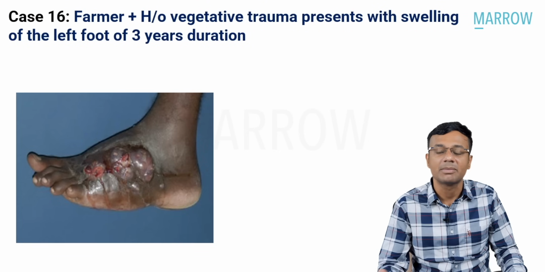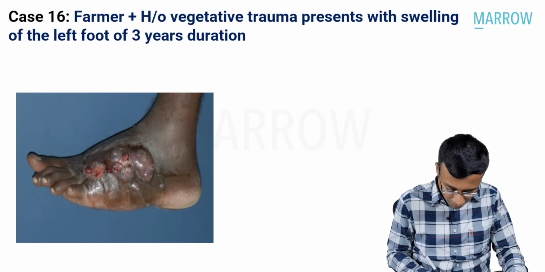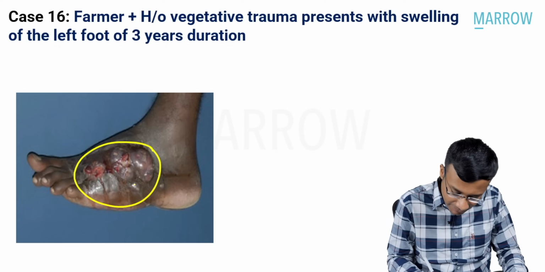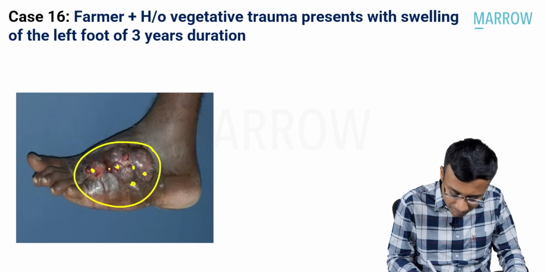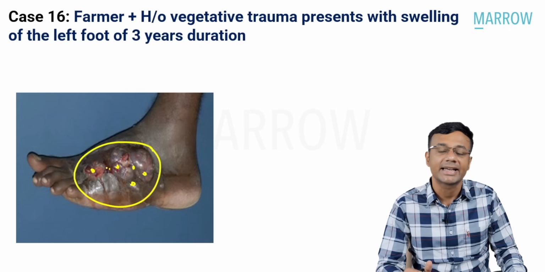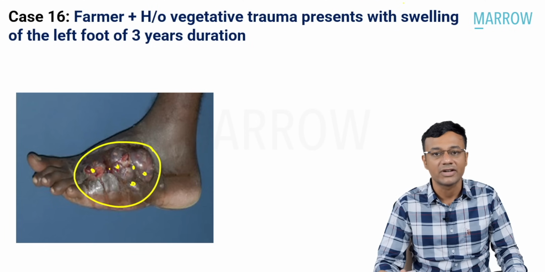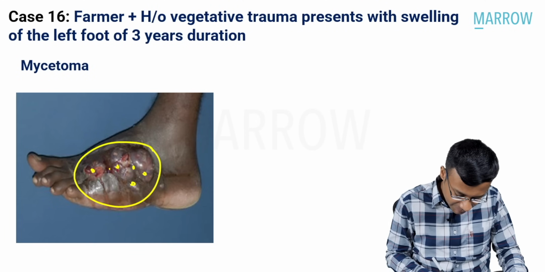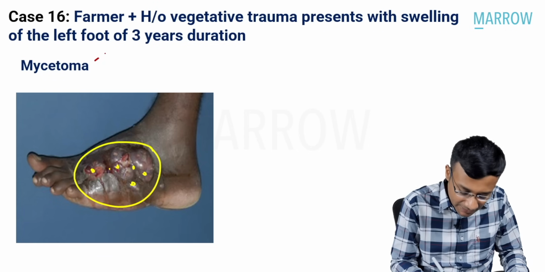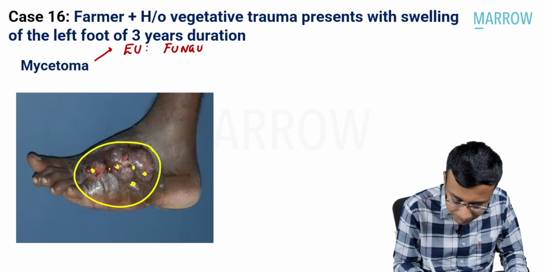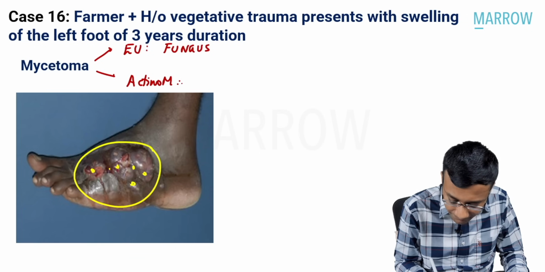Next is a case of a farmer with history of trauma. After this trauma, what do we see? We see swelling, which is known as tumefaction. There are multiple sinuses which are formed, and then you get discharging granules. This triad of tumefaction, sinus formation, and granules is in favor of mycetoma. Please remember, students, mycetoma can be both. If it is because of fungus, we call it eumycetoma. If it is bacterial, we call it actinomycetoma, which is produced by aerobic filamentous bacteria.